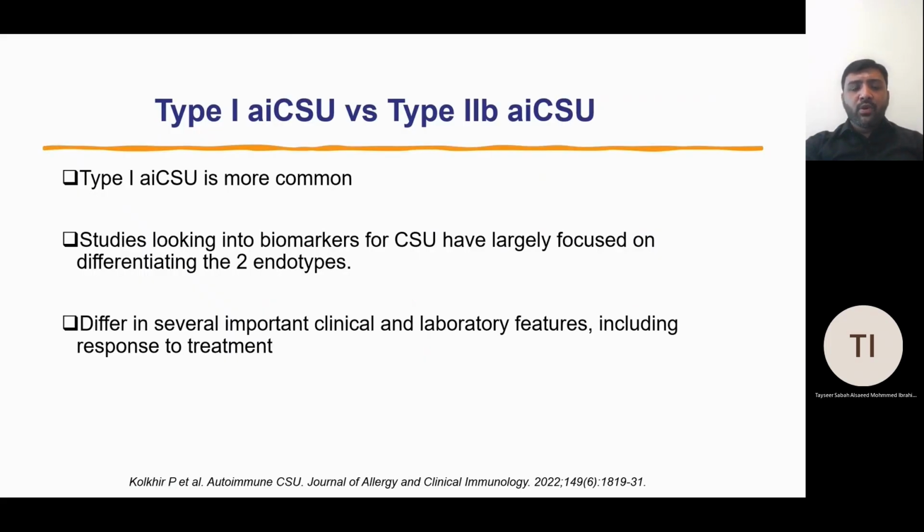Type 1 autoimmune CSU is more common compared to type 2. The studies which have looked into the biomarkers for CSU have largely focused on differentiating the 2 endotypes. They differ in several important clinical or laboratory features, and they also differ in their response to treatments.